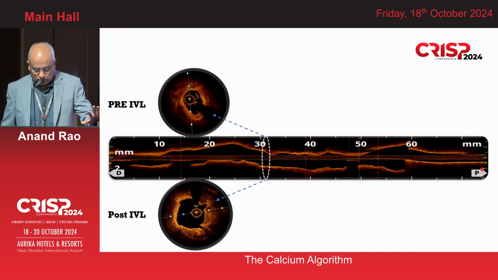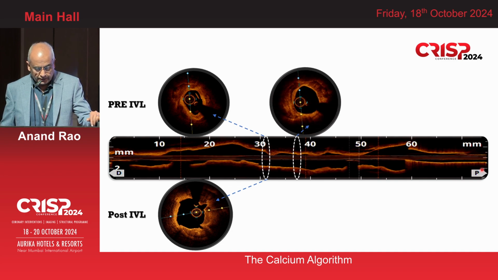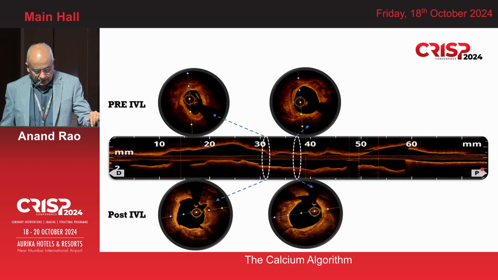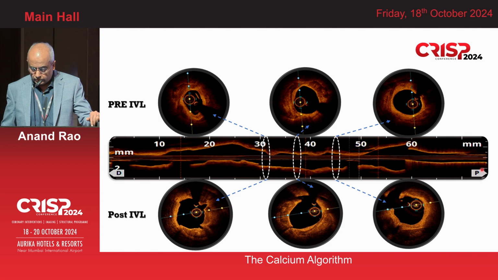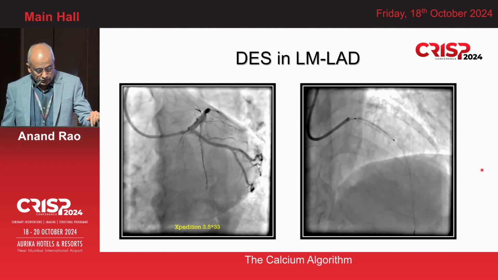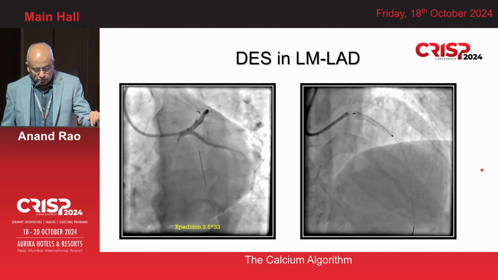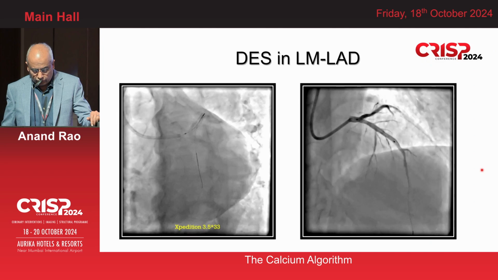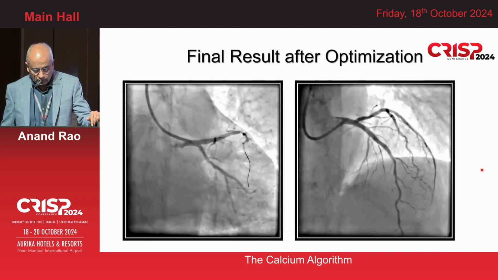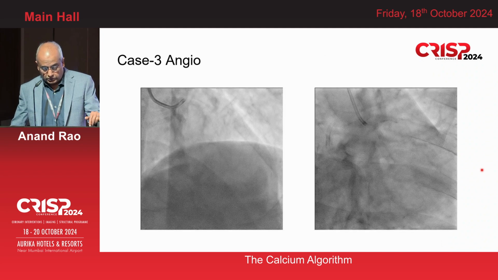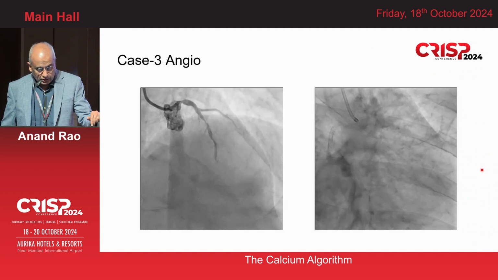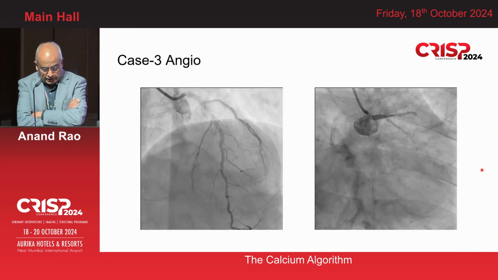These are just post-IVL pictures. We didn't do any balloon before doing the imaging. Cracks are seen all over the place, and this gives us enough encouragement to put in the stents now. This is a 3.5 stent from the left main into the LAD with optimization, and that was the final picture.